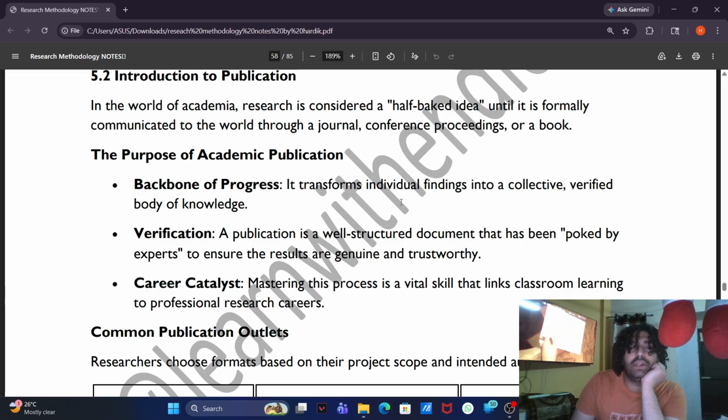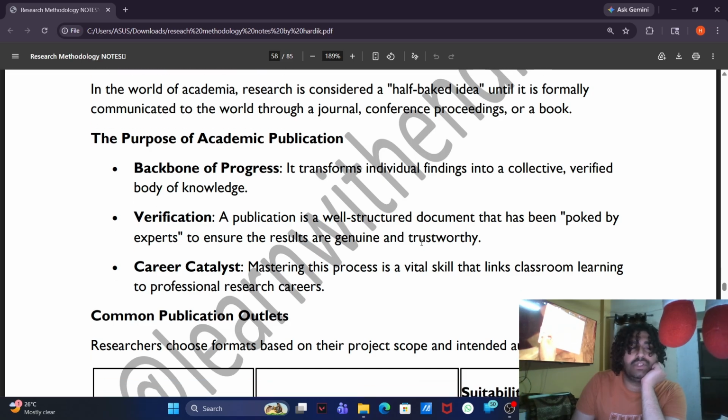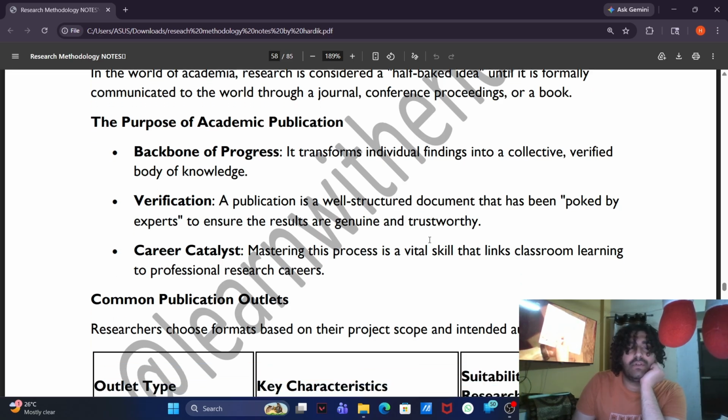Backbone of progress. It transforms individual findings into a collective, verified body of knowledge. Verification. A publication is a well-structured document that has been poked by experts to ensure the results are genuine and trustworthy. Career catalyst. Mastering this process is a vital skill that links classroom learning to a professional research career.